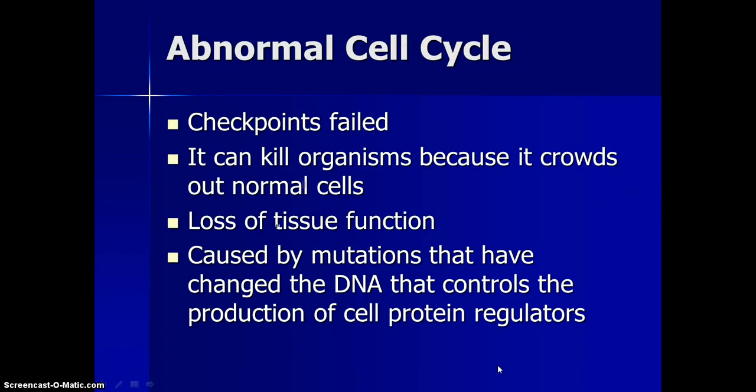When cancer happens, it means a few things. Checkpoints have failed. It even has the potential to kill, since it crowds the normal cells and does not allow them to do their correct jobs. Thus, your tissue or organ can lose control of its normal function. This is all caused by mutations that change the DNA.